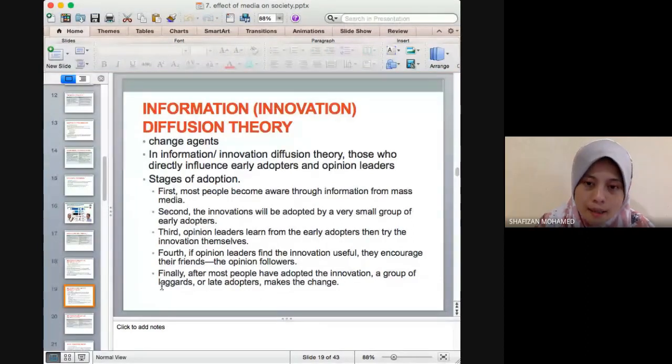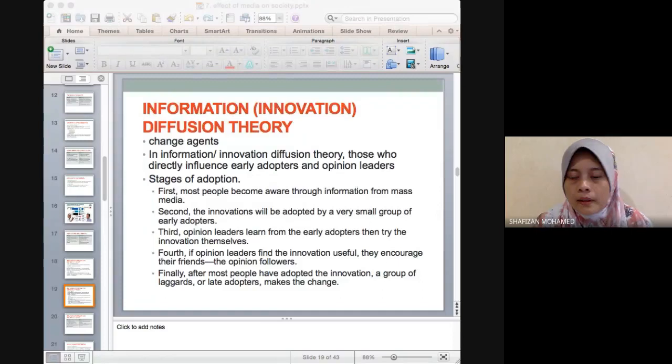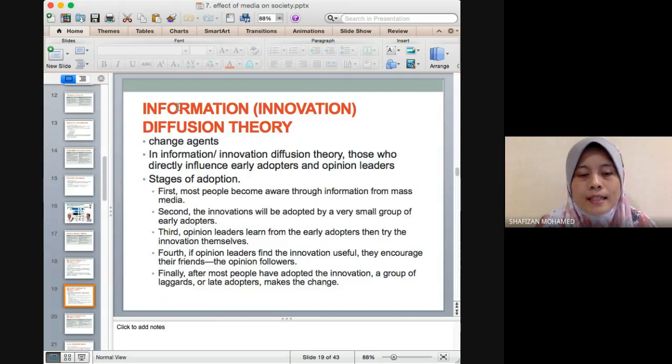So these people are what we call the laggards. Who are the laggards? Maybe your grandmother, your aunties and uncles, who initially say, oh, this is a silly invention, what a silly application. But after they've seen everyone using it, they also start to use it. So we call them laggards. So you can see there are the early adopters, the opinion leaders, and the laggards. These are the levels of usage. Like I said, this theory is not necessarily only about media use.